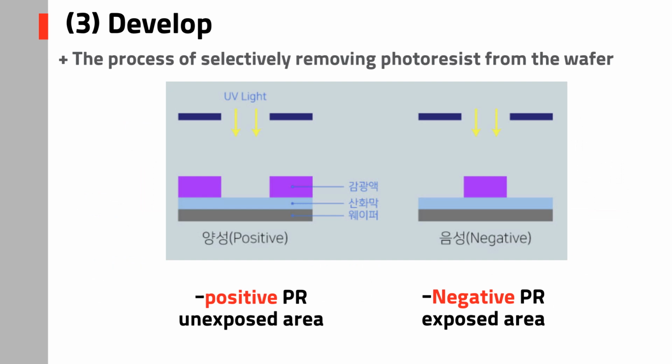The third step, development, involves selectively removing the photoresist applied to the wafer by spraying it, thus forming the circuit pattern by distinguishing between areas exposed to light and those not exposed to light. In the case of positive PR, the unexposed area remains, forming the pattern. Conversely, in the case of negative PR, the exposed portion creates the pattern.